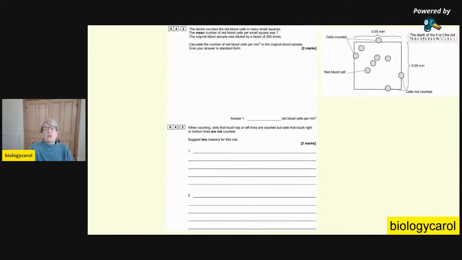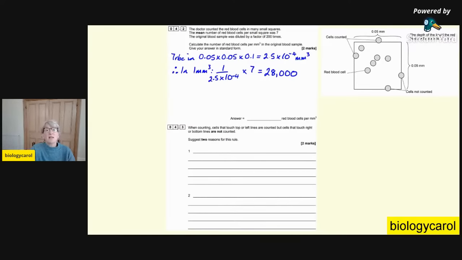The doctor counted, the mean number of red blood cells per small square was 7. The original blood sample was diluted by a factor of 200. Calculate the number of red blood cells per millimeter cubed. Okay, first of all, we have got to work out the volume of this cuboid. 0.05 squared times by 0.1. So there are 7 red blood cells in this volume.